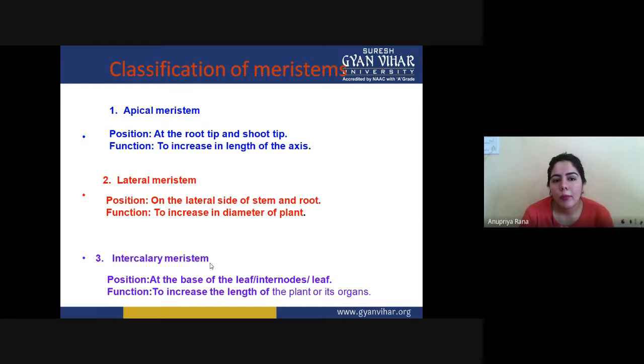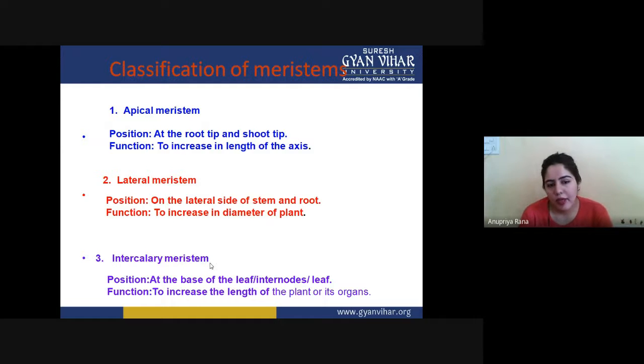If we talk about the meristem classification, then the apical meristem, as you saw in the diagram, is positioned at the top of the root tip and shoot. So it can be present in either portion, it can be root and it can be shoot. And their function is to increase the length or the axis.